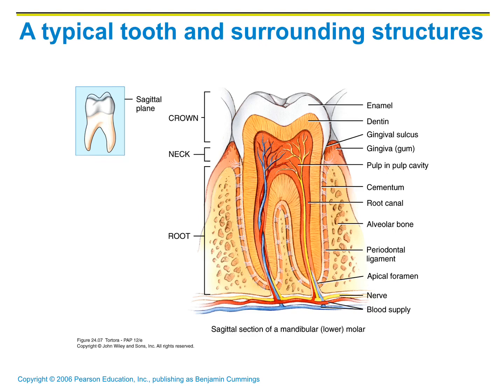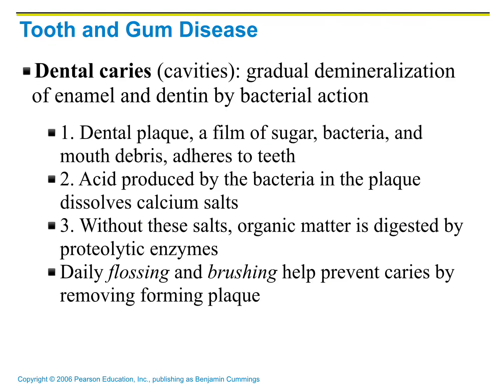Here's a picture of the tooth and all of the structures and functions. I'm just going to remind you to study this for your lab exam. Now, dental caries, what are they? Well, these are essentially cavities, and it's a demineralization of the enamel and dentin that's caused by bacteria, right? Bacterial action. And so what's going to happen is this plaque is going to build up, which is a film of sugar, bacteria, debris, and this stuff adheres to the tooth.